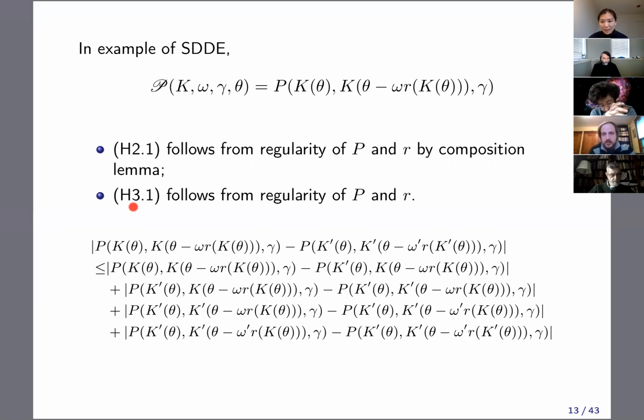More precisely, we can plug in K and omega in the calligraphic P and also K prime and omega prime in the calligraphic P. Then we can do the standard trick of add and subtract. In each of the lines on the right-hand side of the inequality, there is exactly one place where the two terms are different. For example, in the first line, here we have K, but here we have K prime, and everything else is going to be the same. Now we are ready to use the bounds on the perturbation term P and on the delay function R and their derivatives to get hypothesis H3.1.